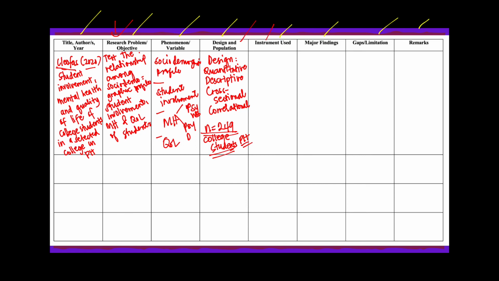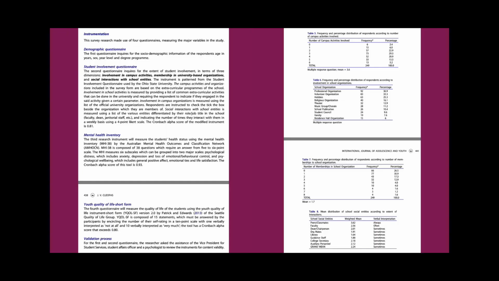So if it's quantitative, it is obviously a survey, and some of the survey forms are standardized or they have names. Okay. So according to the paper, the instruments: they have the demographic questionnaire, a student involvement questionnaire, which has 3 components, and the 3 components are involvement in campus activities, membership in university-based organizations, and social interactions with school entities. And then we also have the mental health inventory, which has 38 items, and the youth quality of life short form. So let's write that in our matrix.